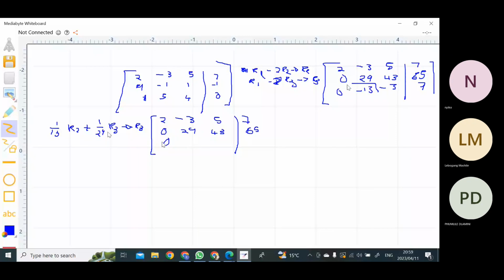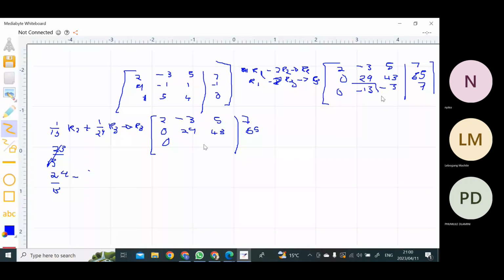So even here, when we use this formula, because of multiplying by 13 and 29, it's not easy for us to get the coefficient. So we just take this one and multiply it by 1 over 13. This one here, if we multiply, is going to give us 29 over 13. Here, when we say plus minus 13, it's going to be minus.